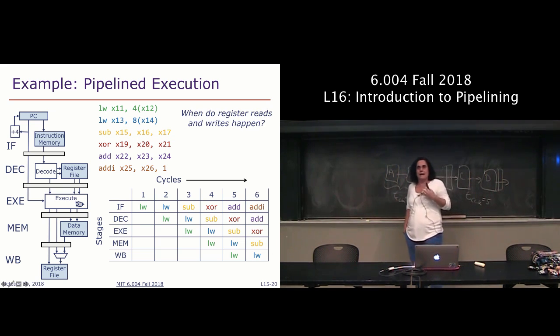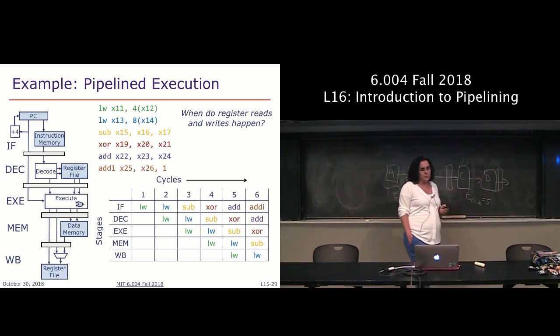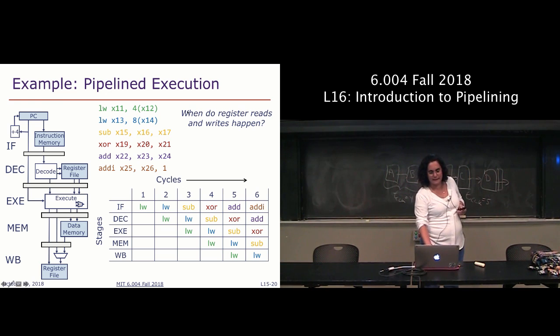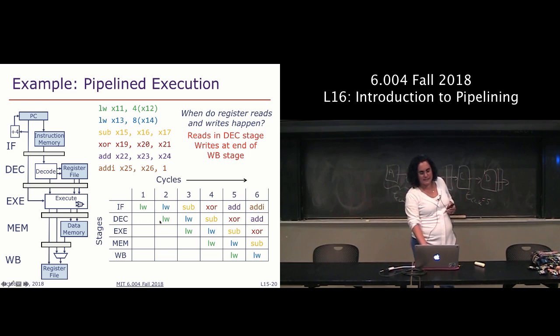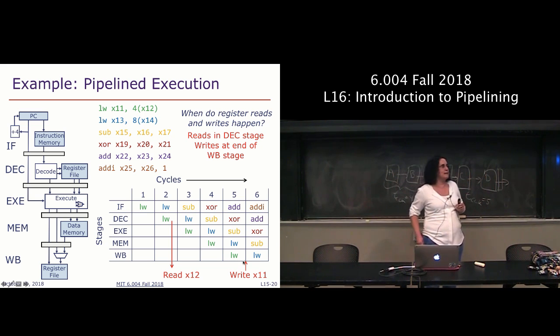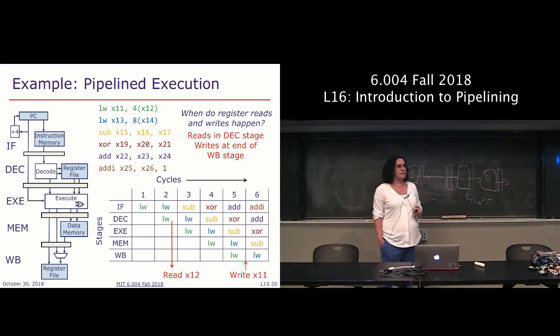Now, if we take a look at when reads and writes happen in this pipelined processor, let's just analyze our first instruction, the load word. The load word is trying to read X12. When is it reading X12? It's reading it in the decode stage, okay? So it's going to read the X12 register here in cycle 2, but it doesn't produce a result until it gets to the write back stage. So it's not going to actually write to X11 until the end of cycle 5. Okay, so this is what we're going to have to keep in mind when we continue with this discussion next time.